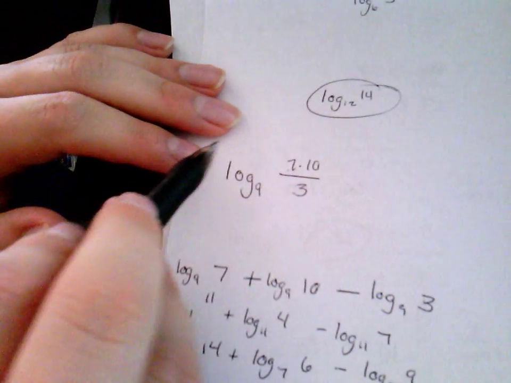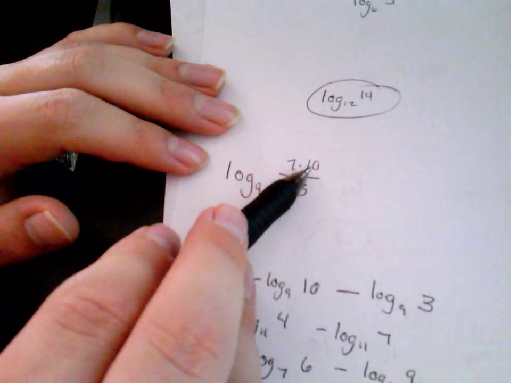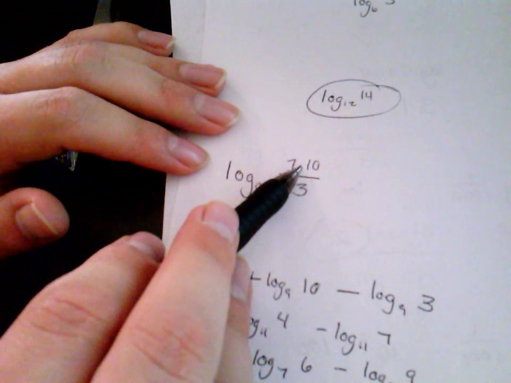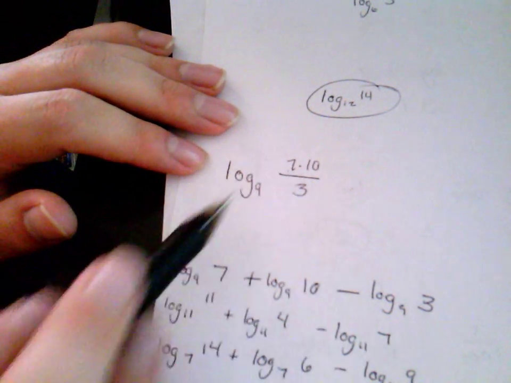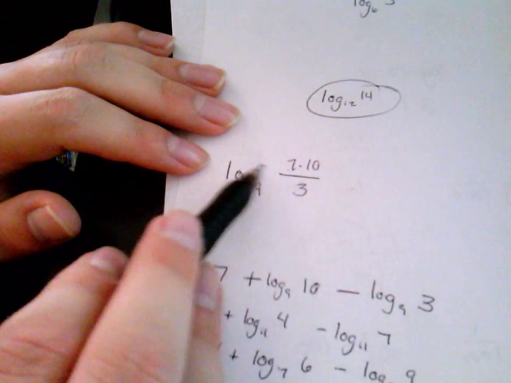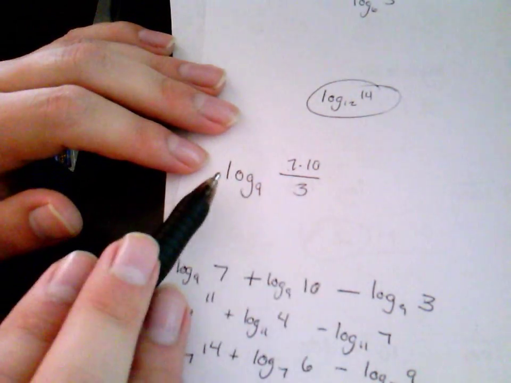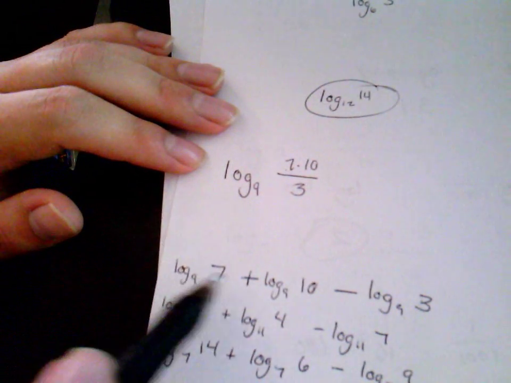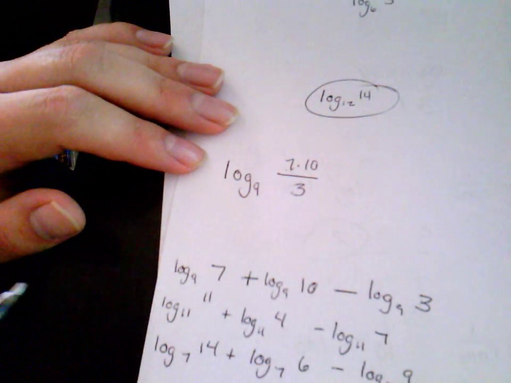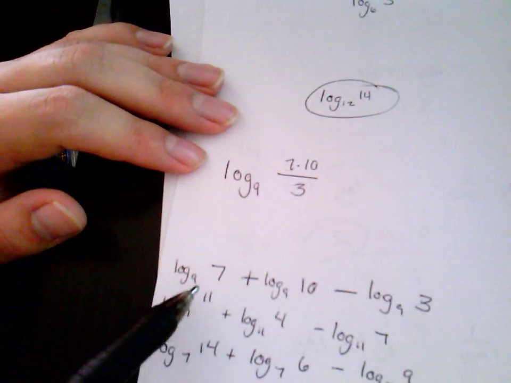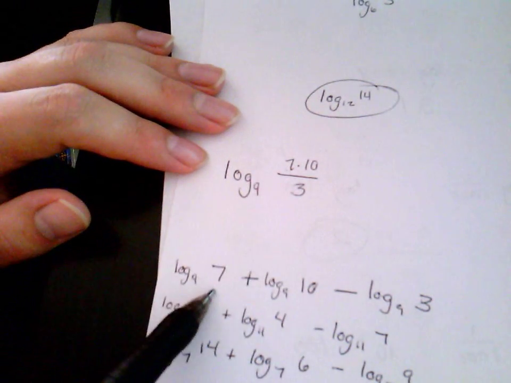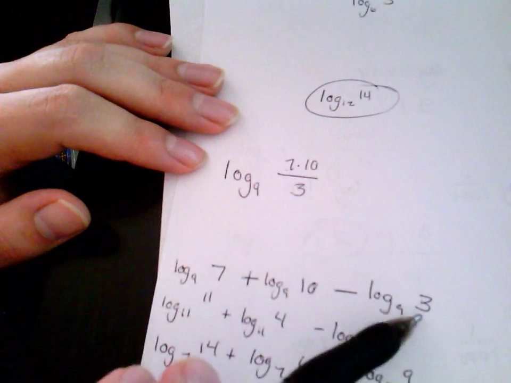First one says log base 9 of 7 times 10 divided by 3. So we know multiply means to add. Division means to subtract. So we put a plus and the minus sign. Log base 9, we're going to put log base 9 since we're going to need the same thing all the way through. Last is just put the numbers in order. 7, 10, 3.